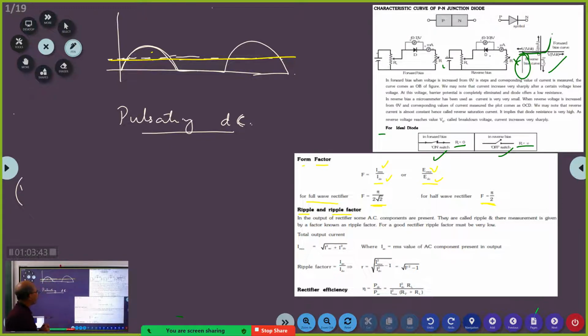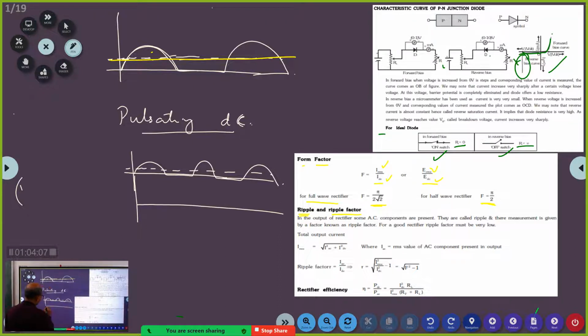Now, you see, what you have to understand is, what is the ripple content? What does ripple mean? Ripple factor means, what is the ripple content in the output? See now, if you see this waveform, the average value is this, Vm by pi.